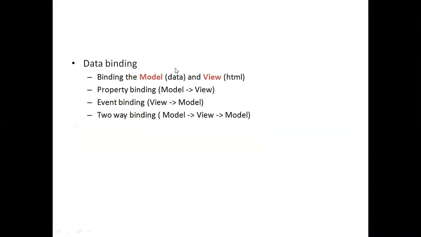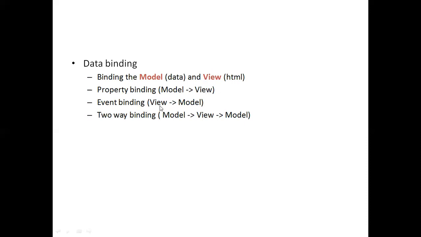So in this data binding, we are going to provide property binding, which is going to allow the changes that happen inside the model to be notified to the view section. That is called property binding. And event binding is going to allow the changes happening inside this view to be notified to the model. Okay, that is event binding.